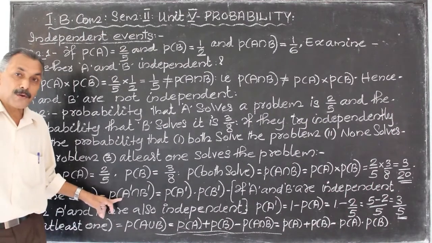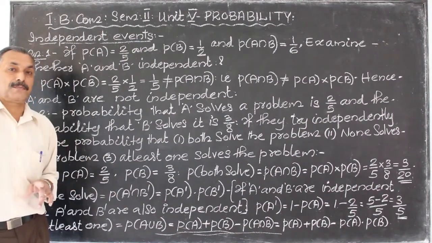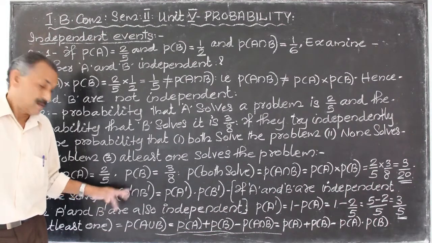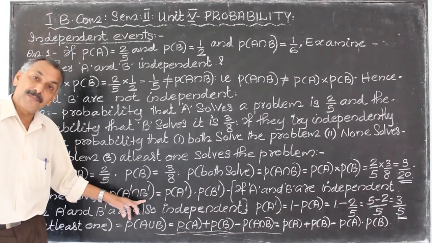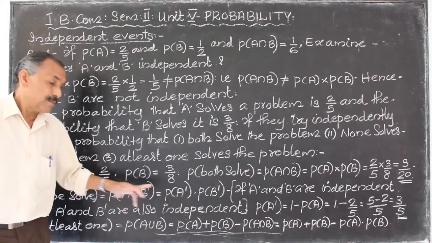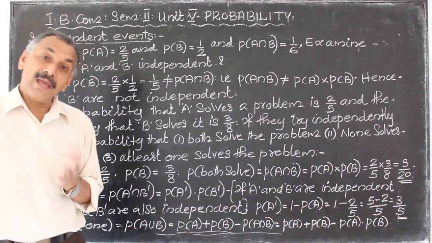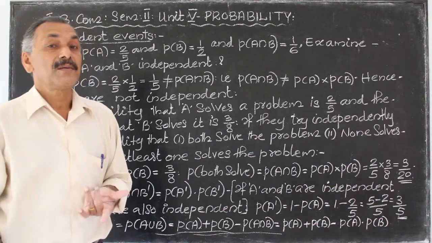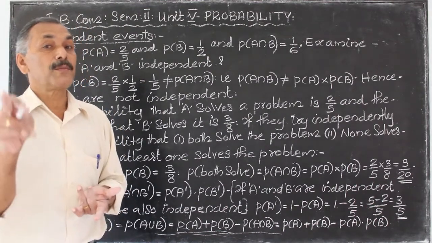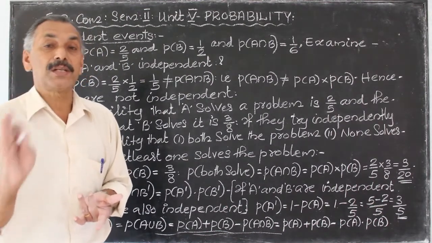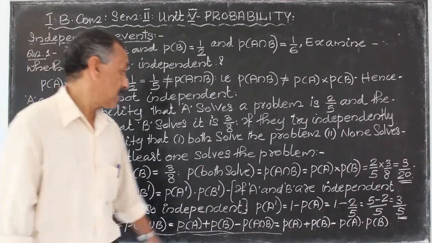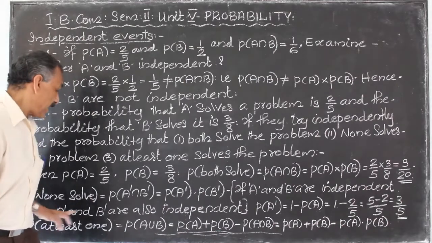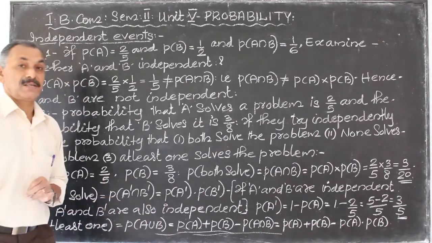A not solve the problem and B not solve the problem. A not solve the problem means probability of A complement, probability of B complement. Then a property: if A and B are independent, then A complement and B complement, A dash and B dash, are also independent.